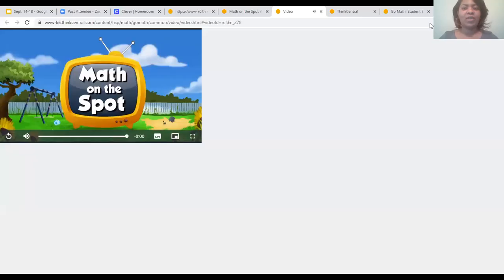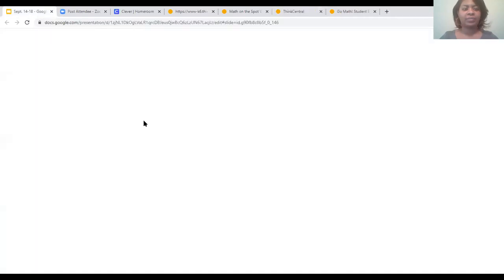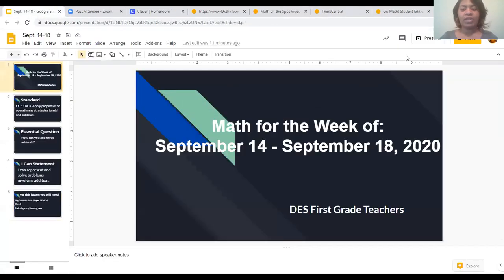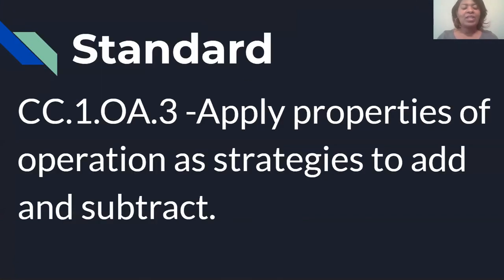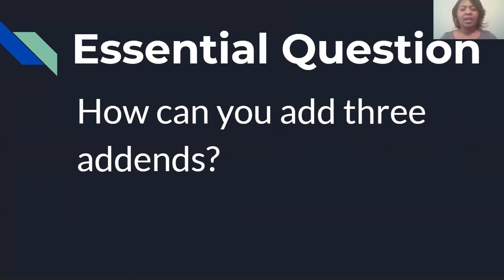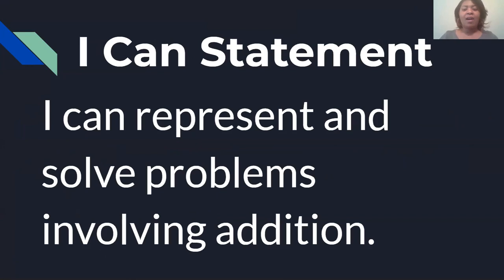All right, now let's move on to what we need for today. For this lesson, you are going to need your Big Ideas Math book, so make sure that you get that and make sure you have a pencil ready. Let's go over our standard. Our essential question today is, how can you add 3 addends? Our I can statement: I can represent and solve problems involving addition.